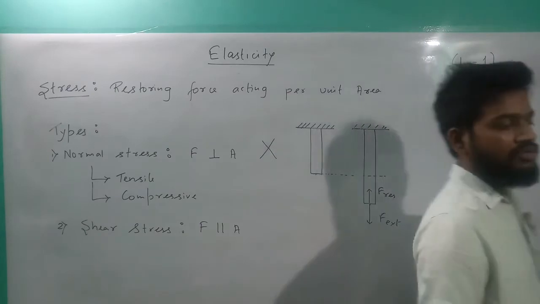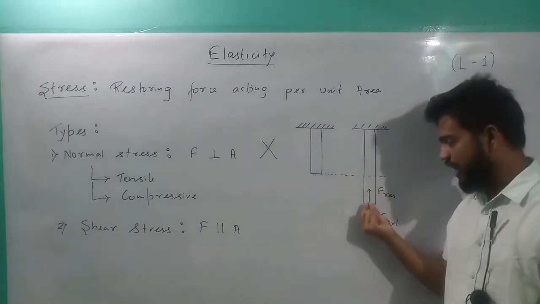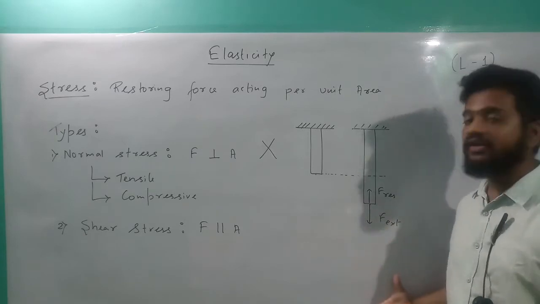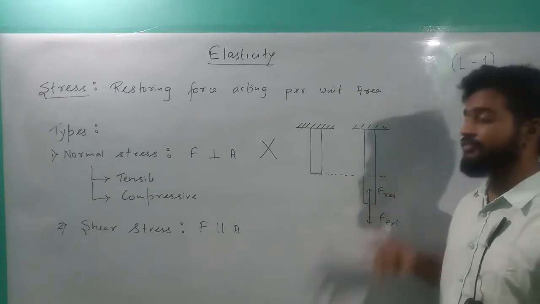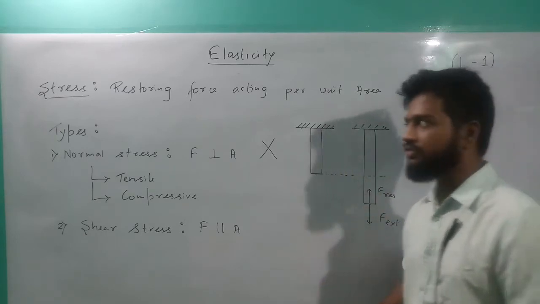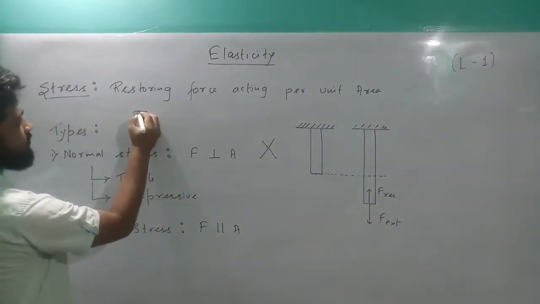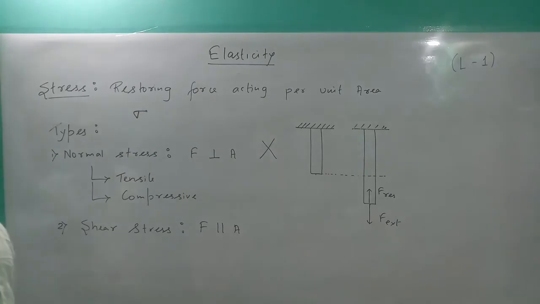Understood? So as soon as I apply some sort of force in the downward direction, the restoring force keeps on acting. As soon as I let go of the external force, the restoring force pulls it back to the original position. Therefore, the stress is defined as, it is represented by sigma, all right? Represented by sigma. You must be thinking, what am I talking about?